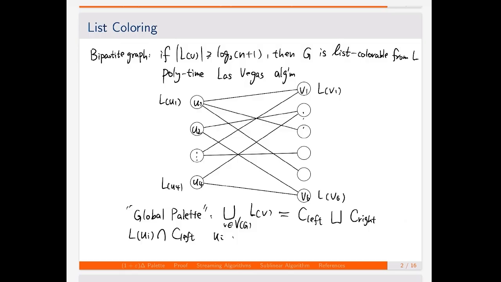It's obvious that by coloring in this manner, there will be no conflict as the colors on the left palette are disjoint from those on the right side. If for some vertex UI the list is disjoint from the left palette, then we declare this as a failure. By a standard union bound argument, we can show that with high probability, this coloring process ends in polynomial time. And we can color the right half in a similar manner, and that is pretty much the algorithm.